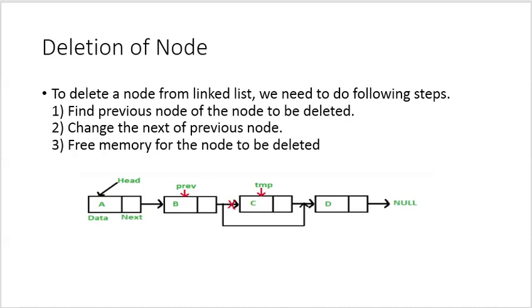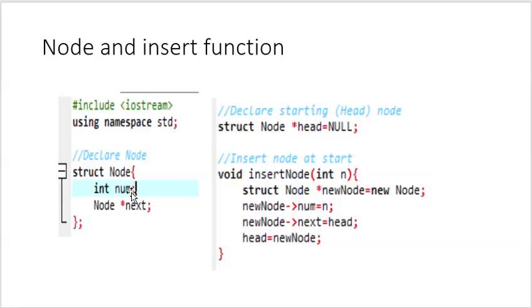So here is the procedure: you first find out the previous node which is pointing to the node that we want to delete, because that pointer will be pointing to the next node, and also you have to delete the data. So now I will implement code showing how you can create a linked list, add nodes, insert nodes, and then how you can delete these nodes.